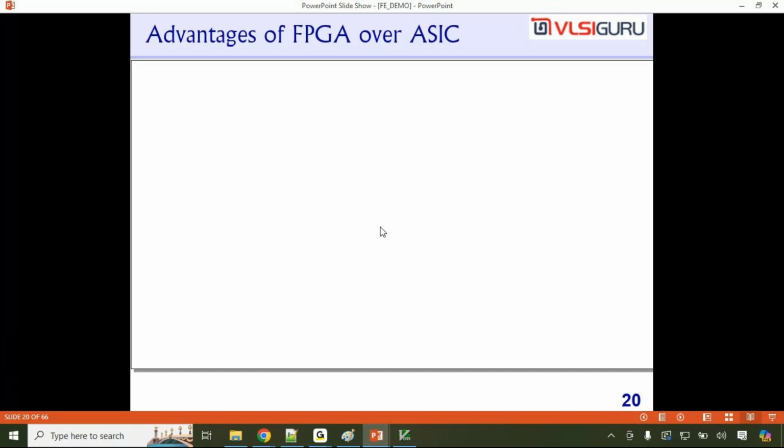Now, FPGA has its own advantages over ASIC. Like in the previous slide, what did we see? ASIC advantages over FPGA. Now let us understand FPGA advantages over ASIC. First advantage is low cost of respin. Respin means what? You have manufactured a chip. Let's say this mobile phone is manufactured with FPGA, for example.